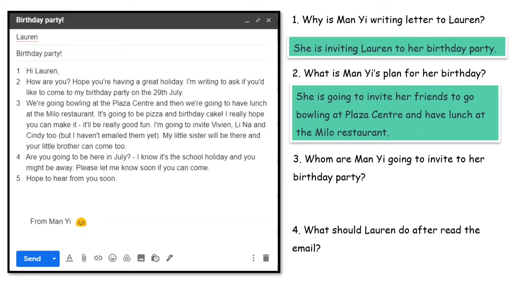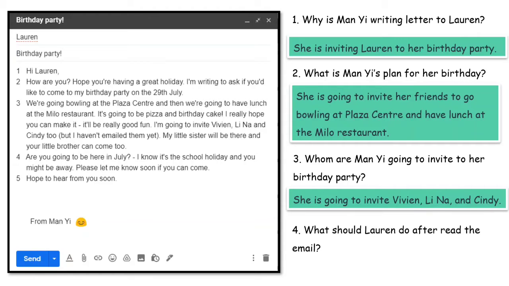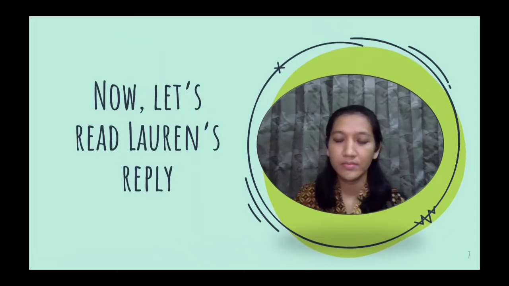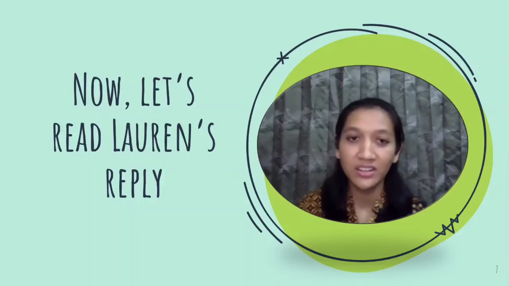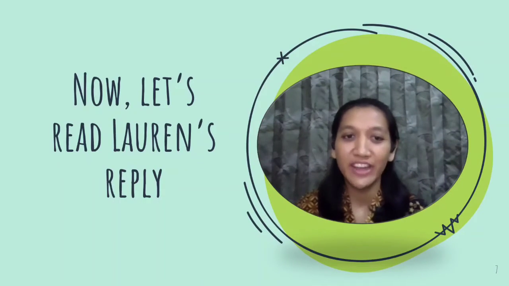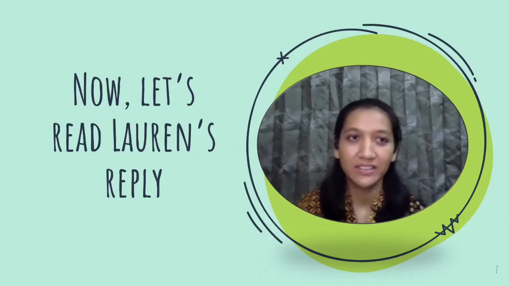Okay, next question number 3. Whom is Manyi going to invite to her birthday party? Of course, her friends. She is going to invite Vivian, Lena, and Cindy. Question number 4. What should Lauren do after reading the email? She should reply to Manyi's email. Nice. So, your answers? Are the previous questions hard? No, right? Okay, so now let's read Lauren's reply.